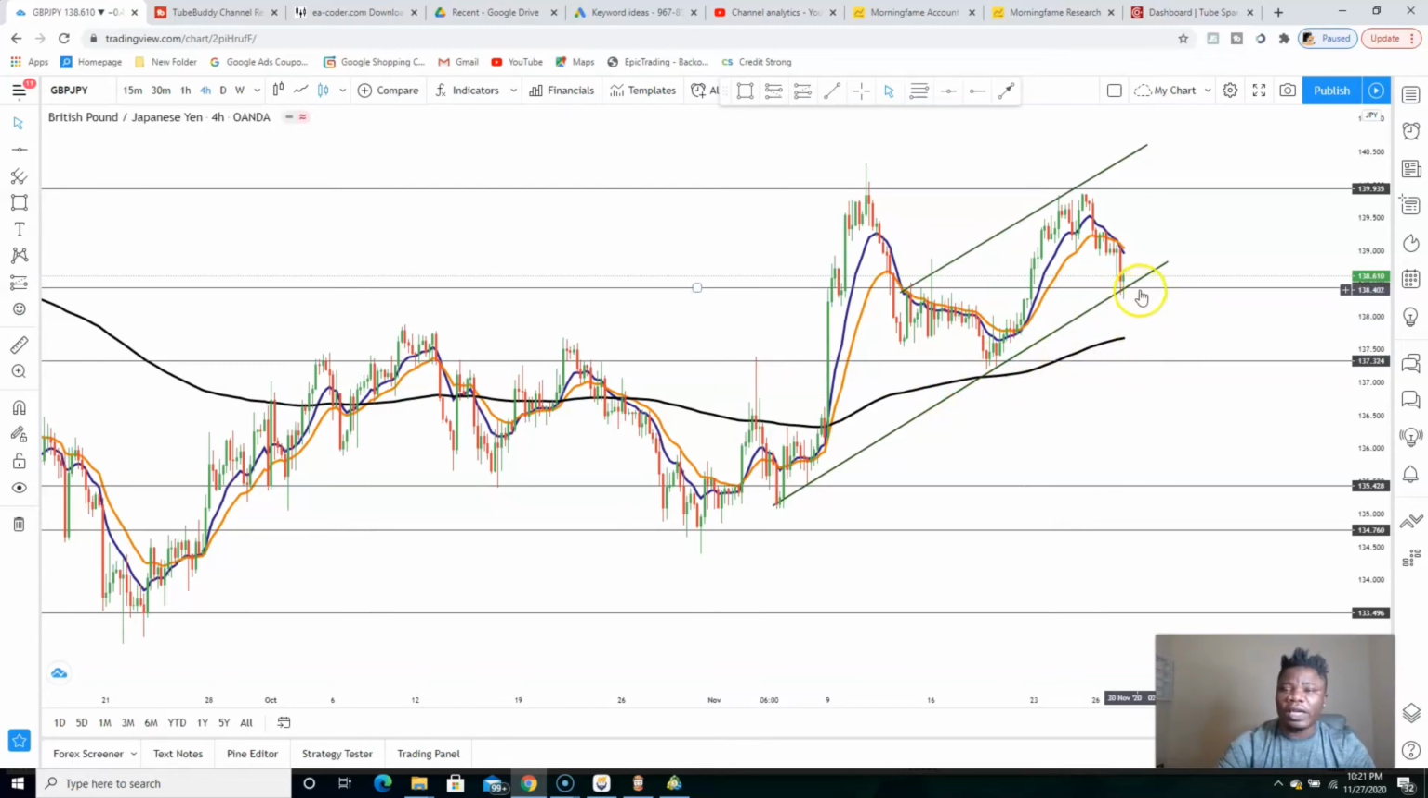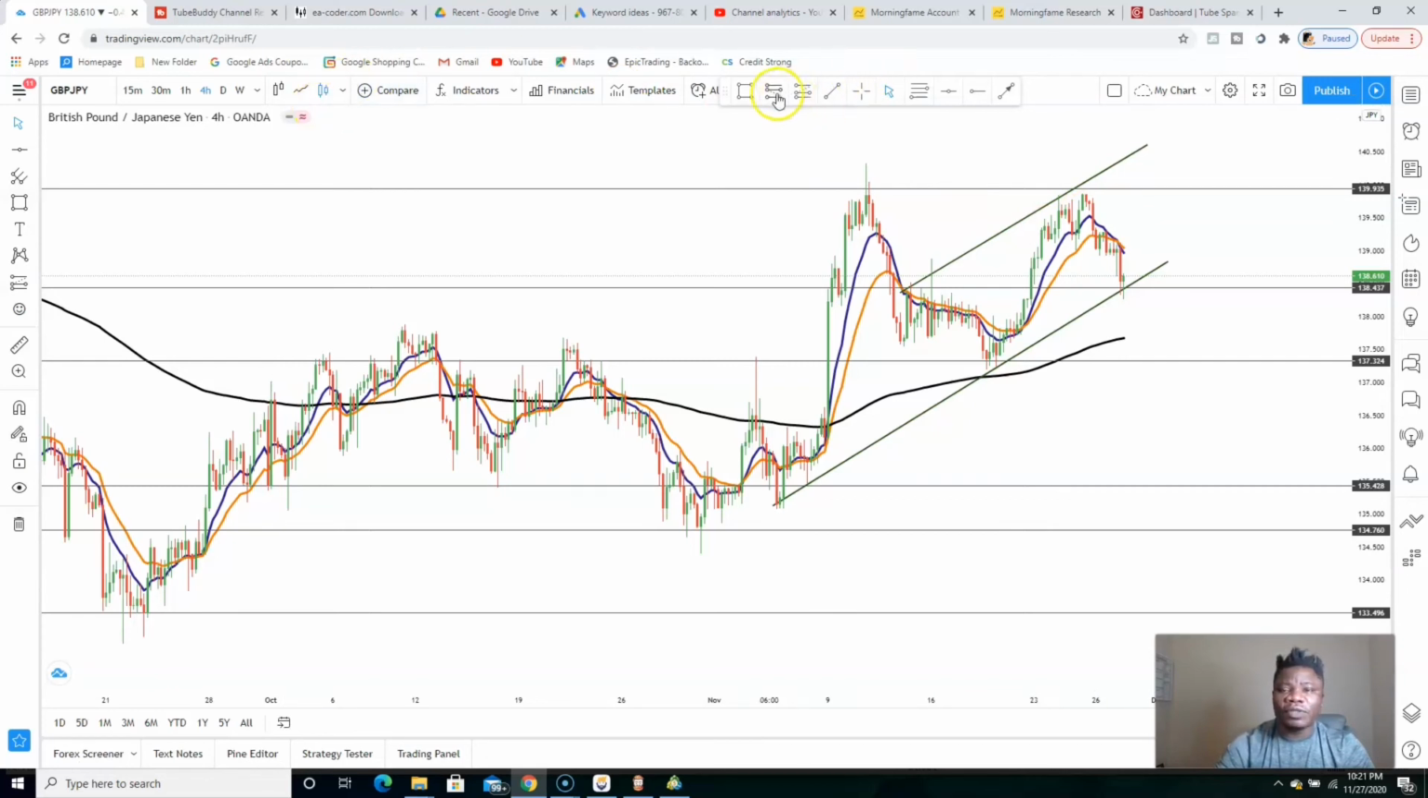So you can enter this trade with price should eventually break the resistance and this support zone. You can get into the trade and then set your TP right here, and then your stop loss will be right here at this resistance, or a little bit above the trend line.